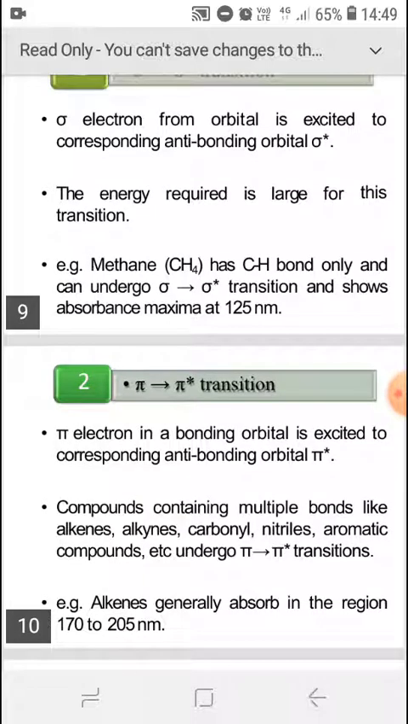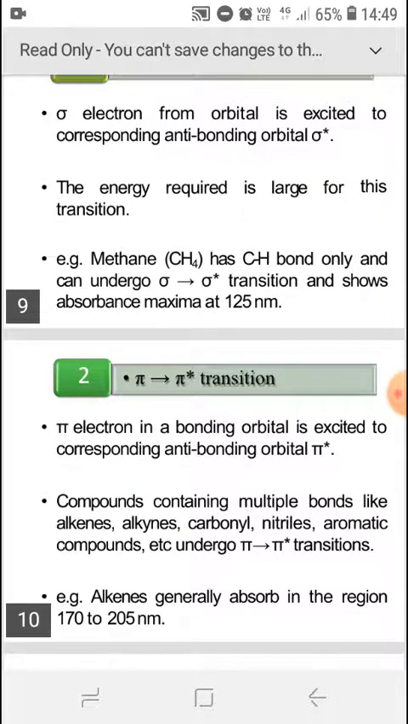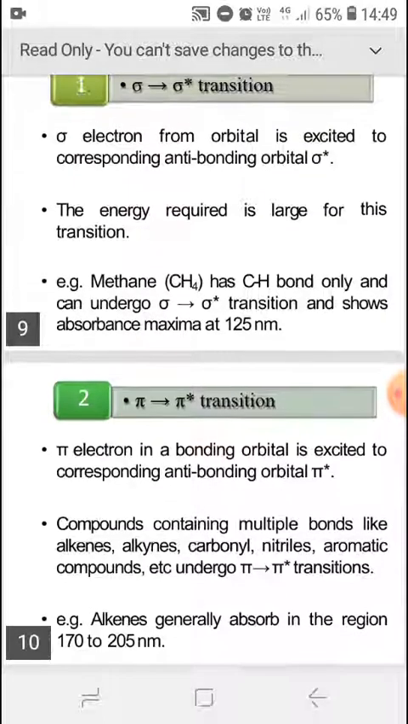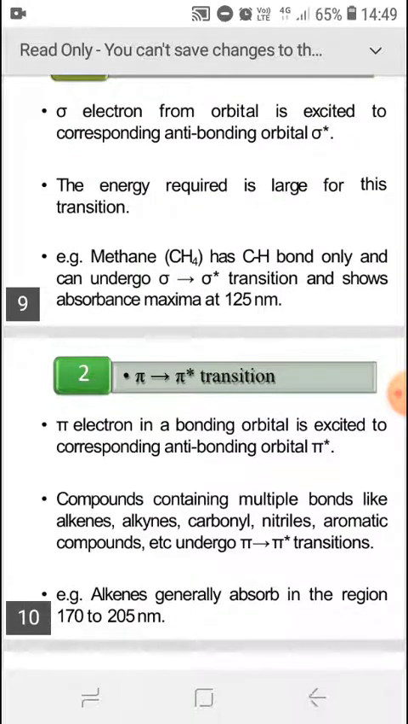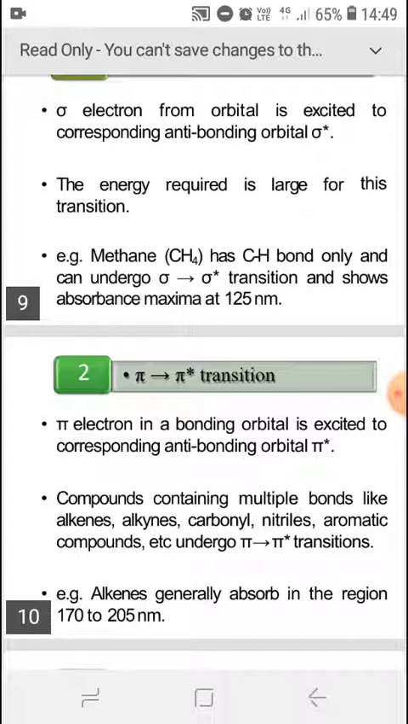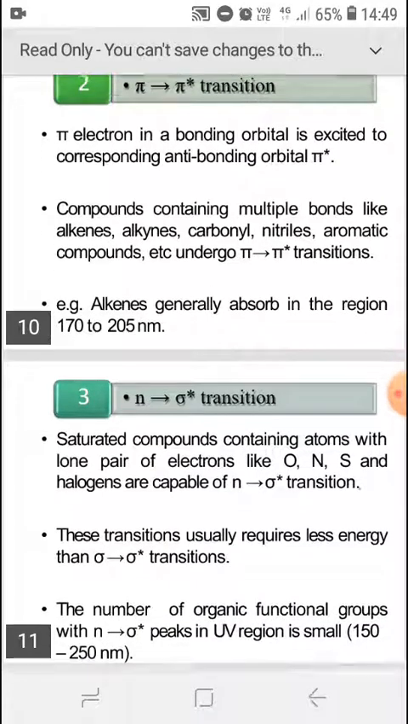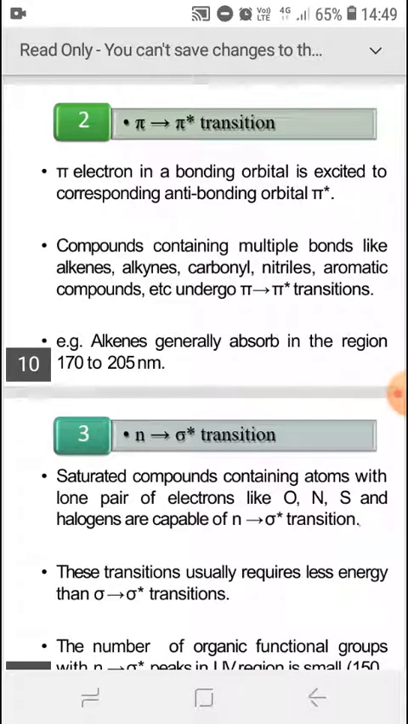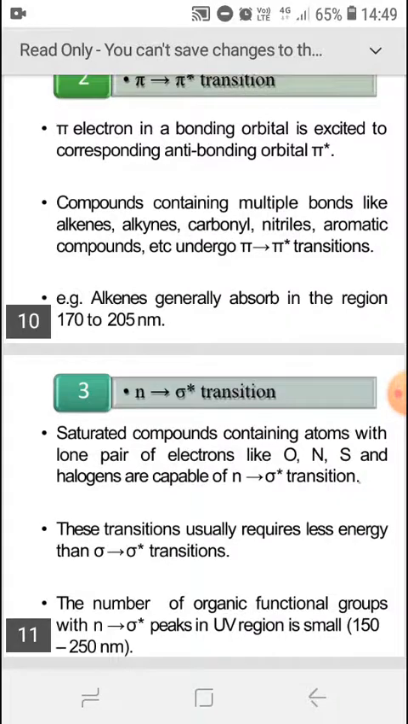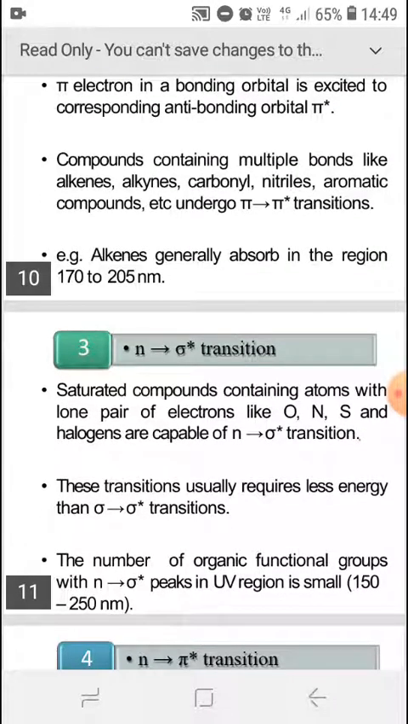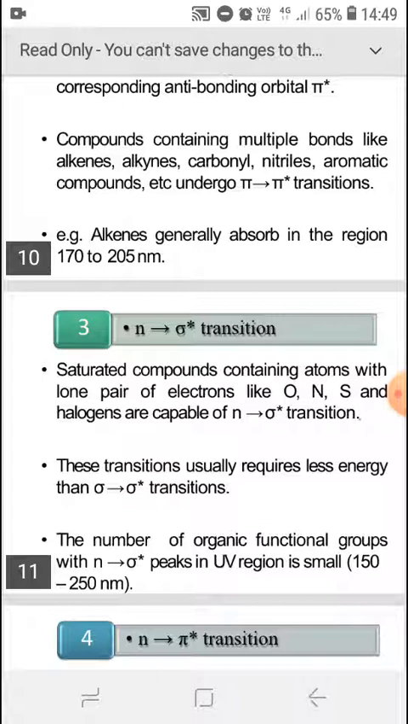Like the sigma to sigma star transition, when a sigma electron from a bonding orbital is excited to the corresponding antibonding sigma star orbital, the energy required for this purpose is very high, because saturated systems come under this type of transition, and the absorption maximum is 125 nanometer.